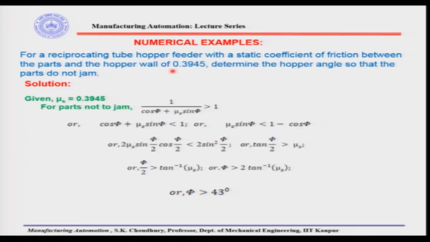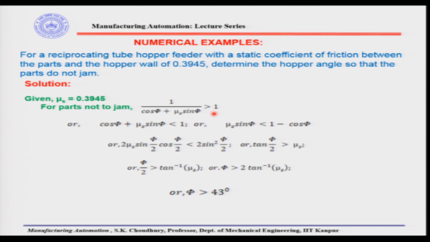Okay. As I said, I will remind you that for designing the reciprocating tube hopper feeder, the basic and most important thing is the hopper angle, so that within the silhouette, between the reciprocating tube and the hopper wall, the parts do not jam. So, here the given is the coefficient of friction, 0.3945. Actually, we do not want anything else. We know that we have this condition to satisfy for parts not to jam. So, if we have mu s given, we can find out cos phi or phi. That is what is asked: determine the hopper angle so that the parts do not jam.